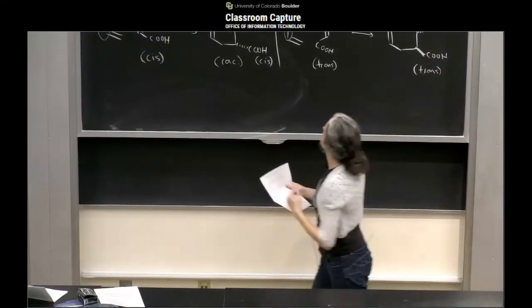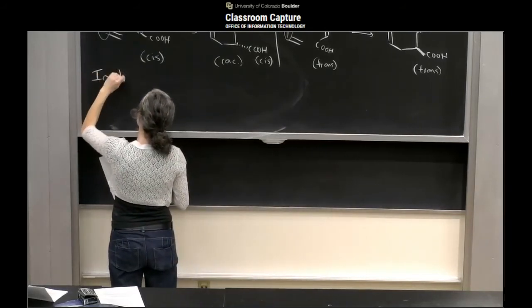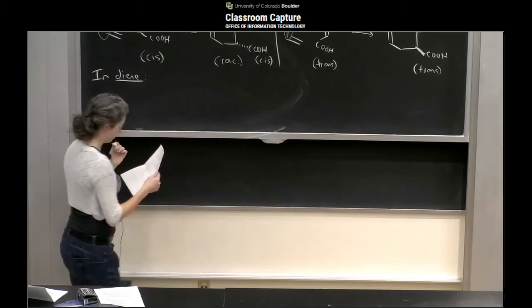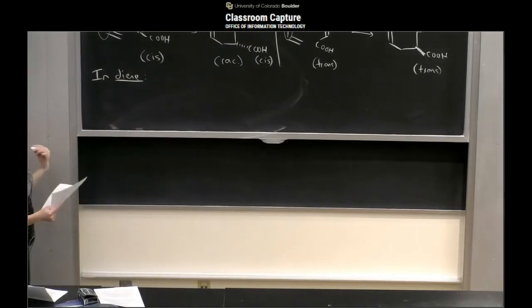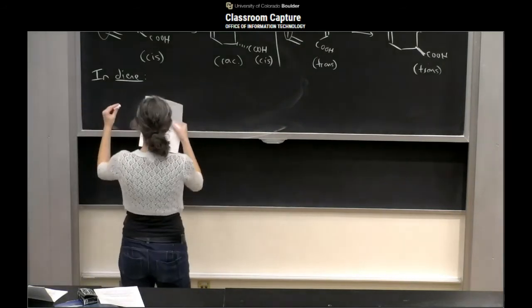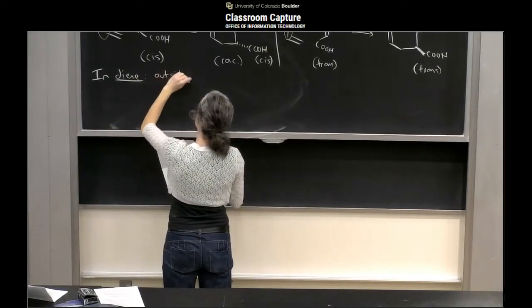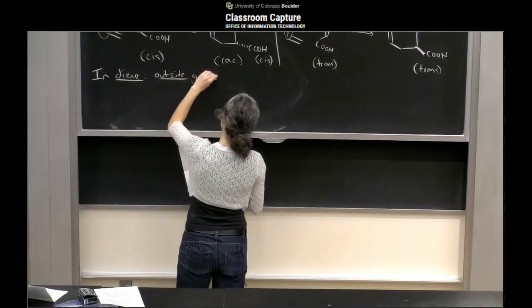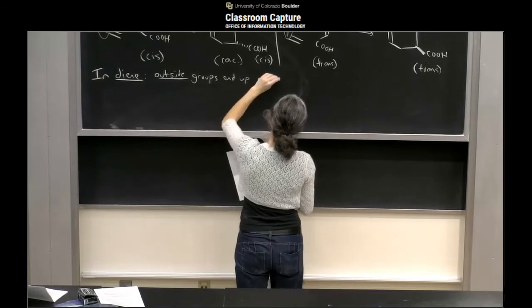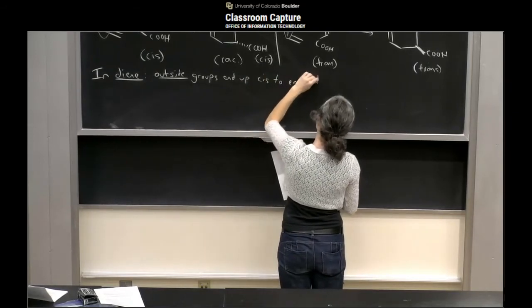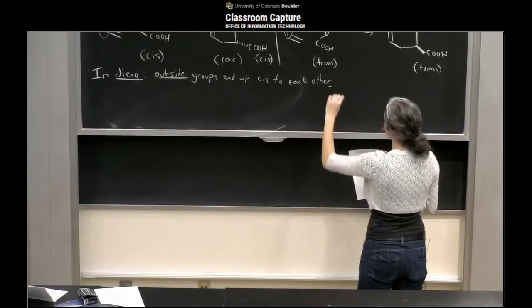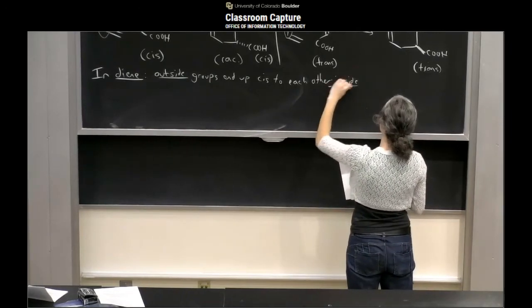For diene geometry, we're going to need a little bit different descriptor because describing groups as cis or trans, we already know the central bond has to be S-cis for this to work. So how we're going to describe it is outside groups end up cis to each other. And then inside groups end up cis to each other.